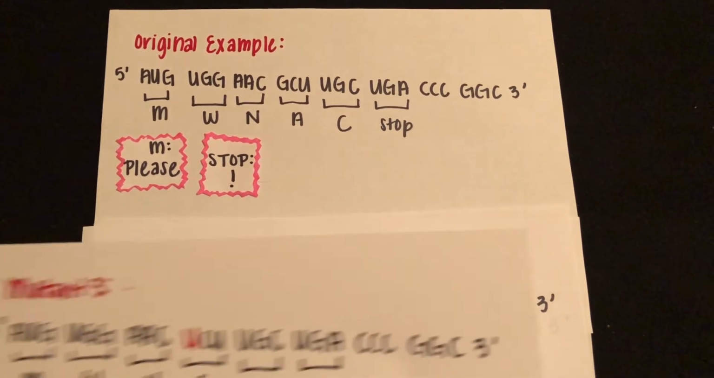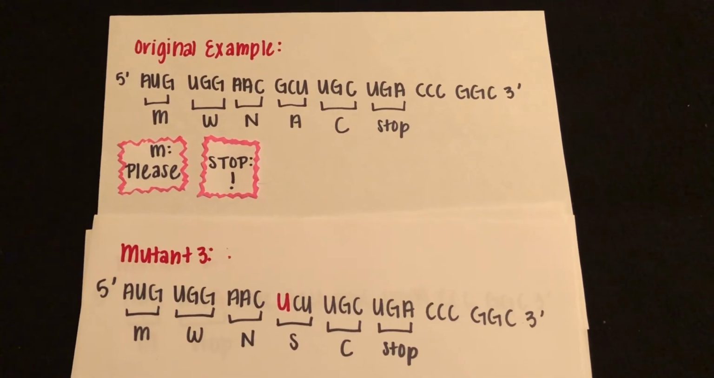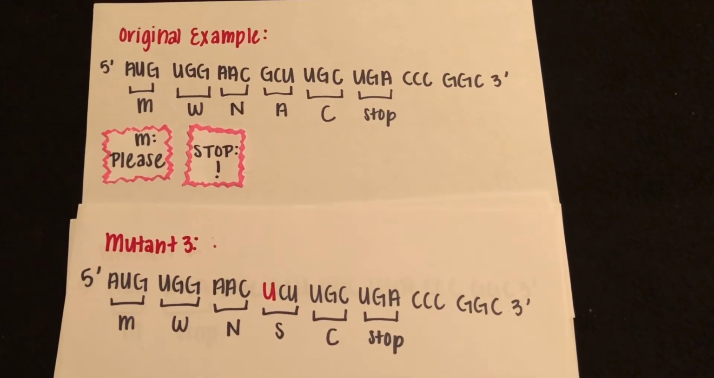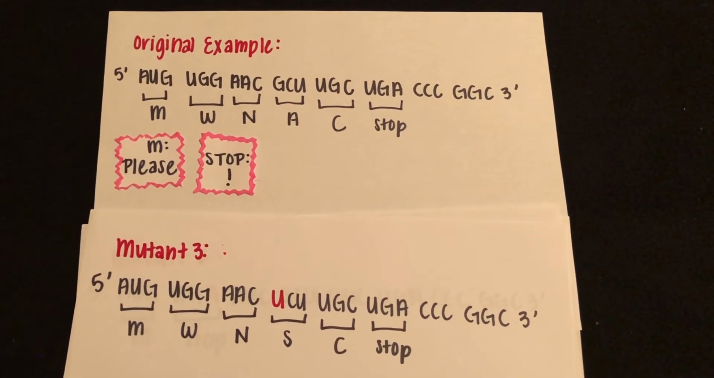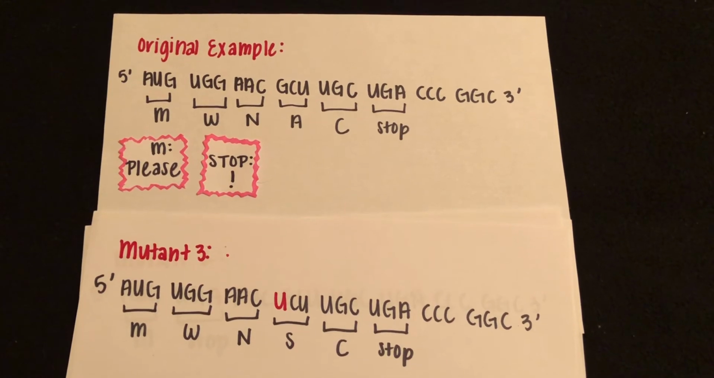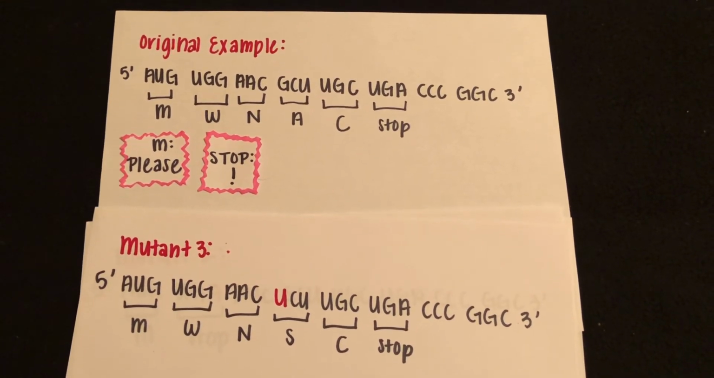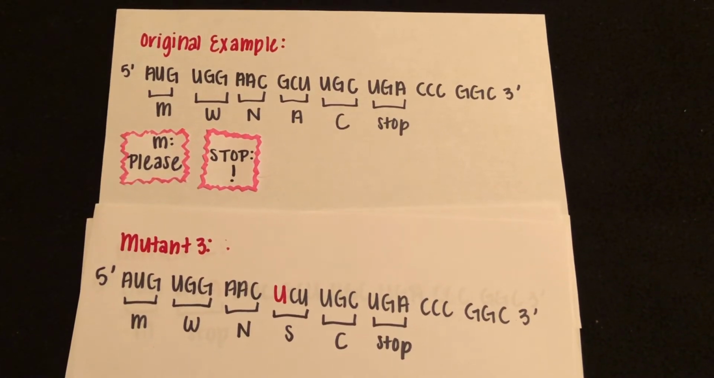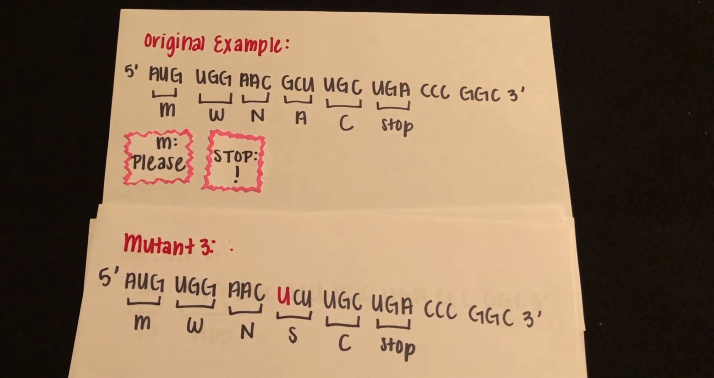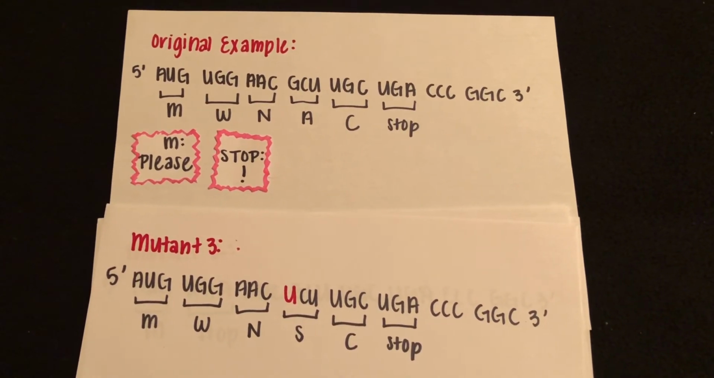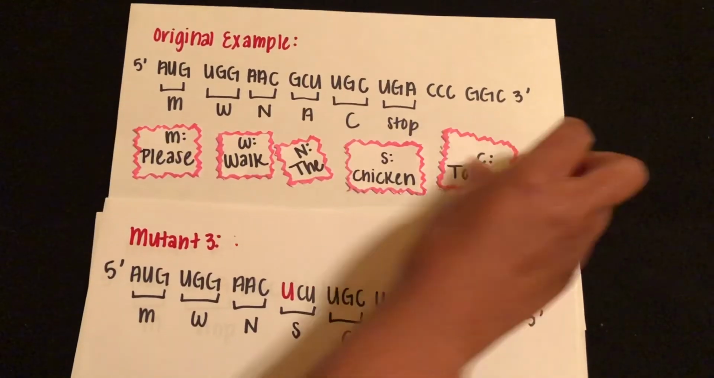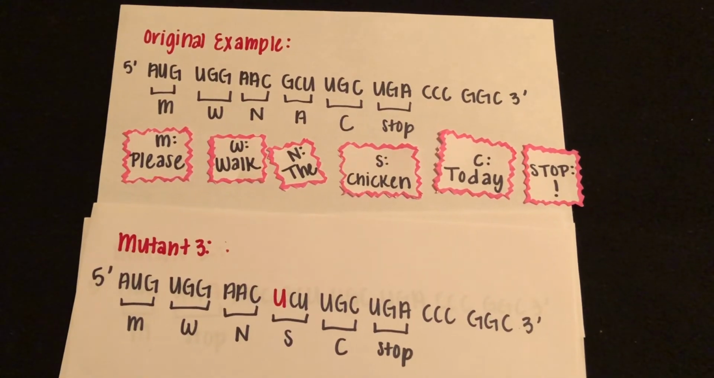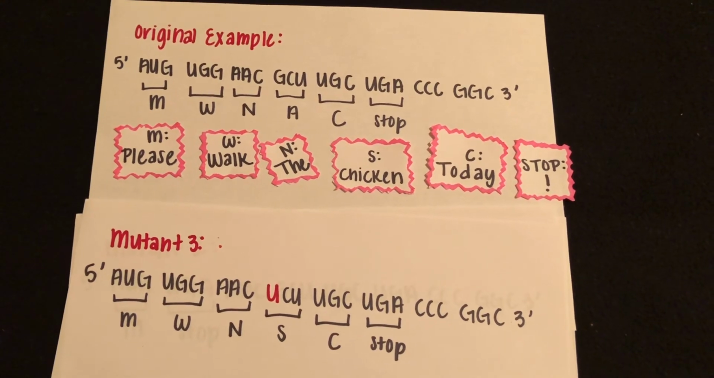In mutant 3, we see here that rather than a G, my mom substituted a T, therefore my father wrote down a U. This change in base is a transversion because guanine is a purine and thymine is a pyrimidine. The codon changes from GCU to UCU, which changes the amino acid from alanine to serine. This results in the decoded message changing from "please walk the dogs today" to a different message. This missense point mutation drastically changes the message.